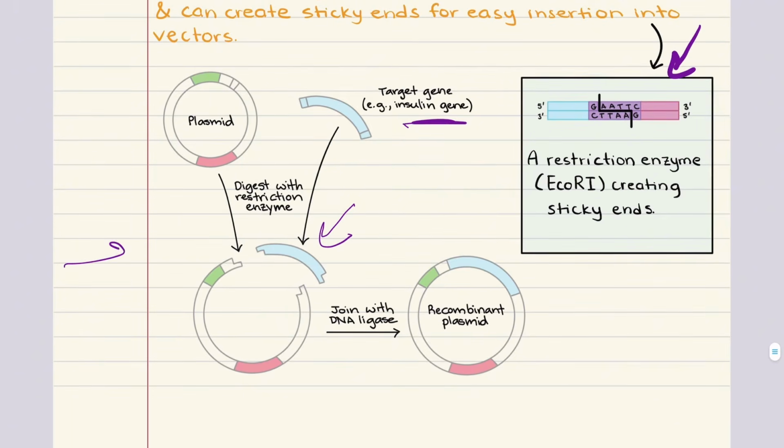It's what you see right here. We start with a plasmid and the gene of interest, say the insulin gene. Both are digested using the same restriction enzyme, and it creates these sticky ends that make it easier to pair and insert the gene into the plasmid. DNA ligase then seals the backbone and it forms a stable recombinant molecule. And once inside the bacteria, this plasmid can be replicated or used to express the gene and produce protein.